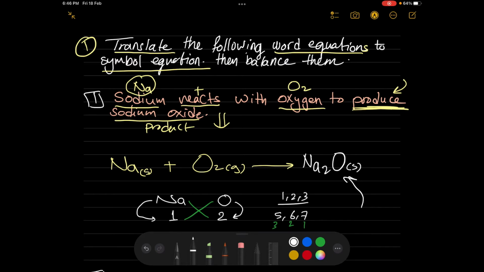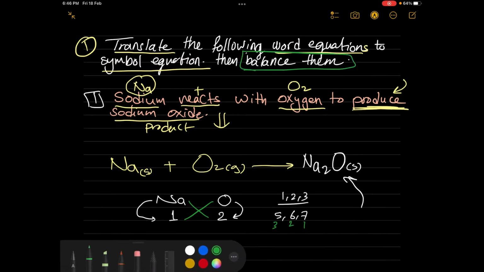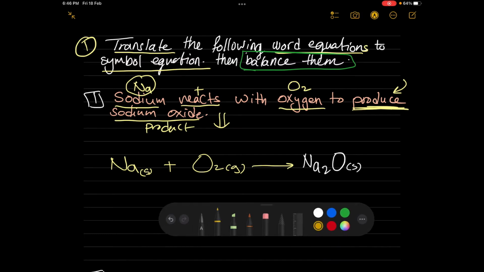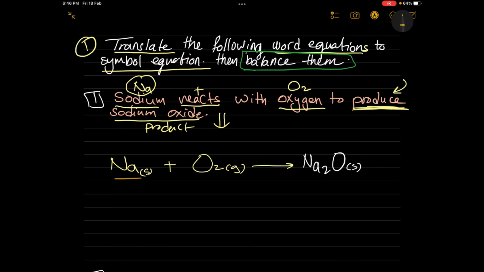Okay, the second part of the question says, after writing the equation, we have to balance this equation. So I'm going to erase all of this stuff in here, and I'm going to balance this equation. I have a beautiful equation, and it is going to be balanced as well. Let's start with the sodium atom. How many atoms of sodium? We have only 1 here, but here we have 2. Then what to do in this case? We have to multiply this by 2.